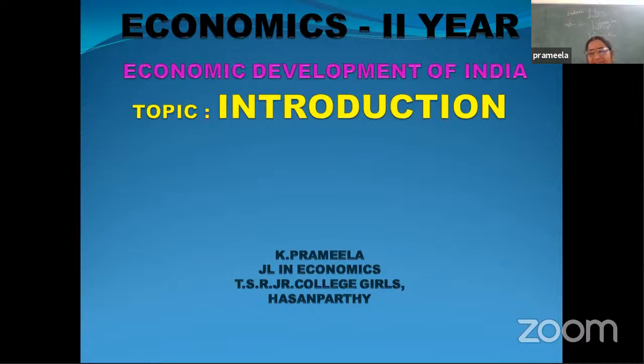So like this, the total syllabus is divided into these 10 chapters, and the exam pattern will be the same as first year, a 100 marks question paper. So this is the introduction regarding the second year syllabus. Next, if we go to the first chapter, which is known as economic growth and economic development.